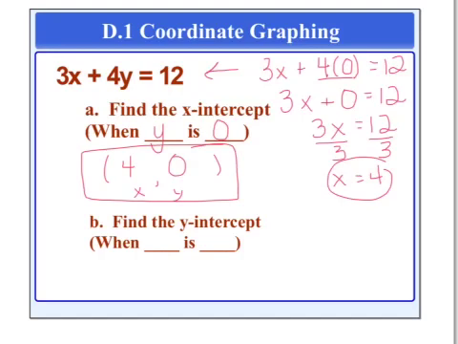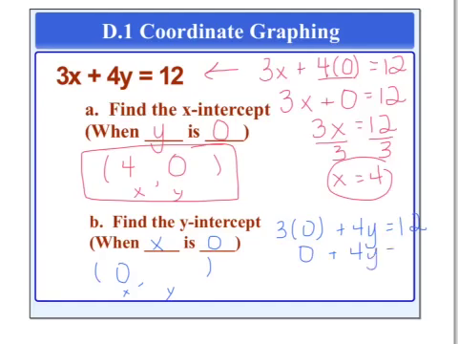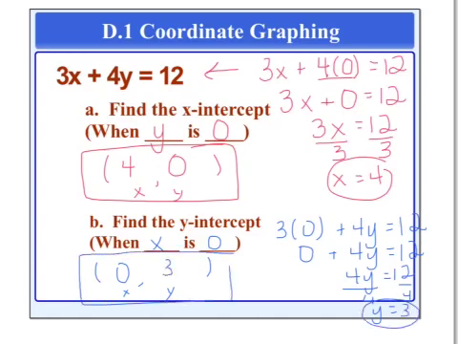So I'm going to do the same thing, except it's when our x value is 0. So we know our x will be 0. We're looking for our y. So I'm going to take 3 times 0 plus 4y equals 12, which is 0 plus 4y equals 12, which is 4y equals 12. Divide both sides by 4, and y equals 3. So this is the coordinate point of our y-intercept.